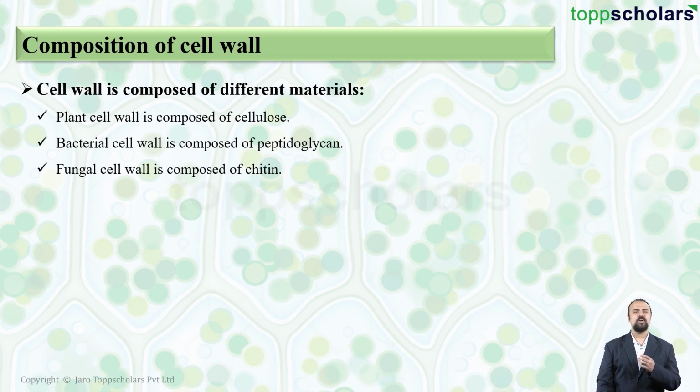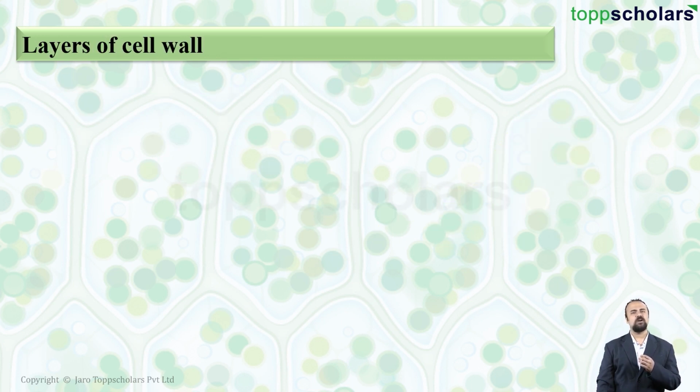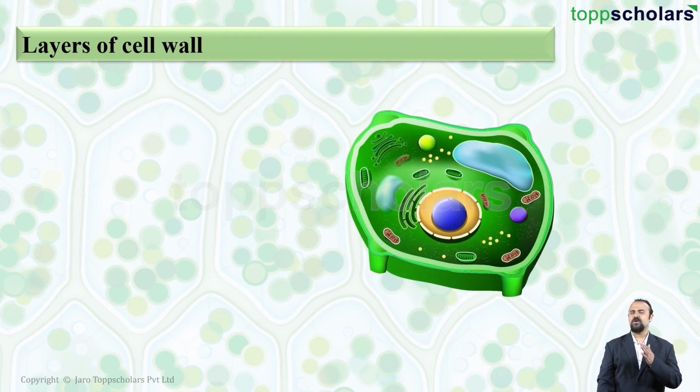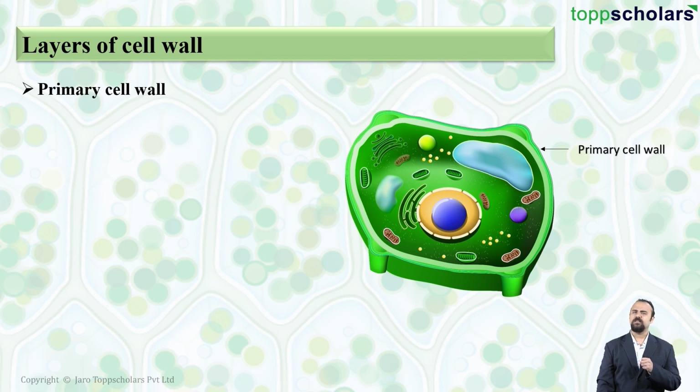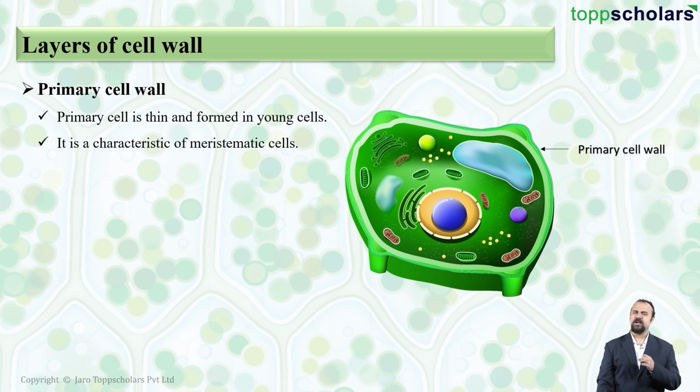Okay, moving on. Now, students, let us talk about the layers of the cell wall. Students, take a look at this beautiful image of the plant cell. Now let us study the various layers of the cell wall. The very first one, the outermost, is the primary cell wall. Students, it is thin and formed in young cells. It is a characteristic feature of meristematic cells which keep on dividing and dividing.